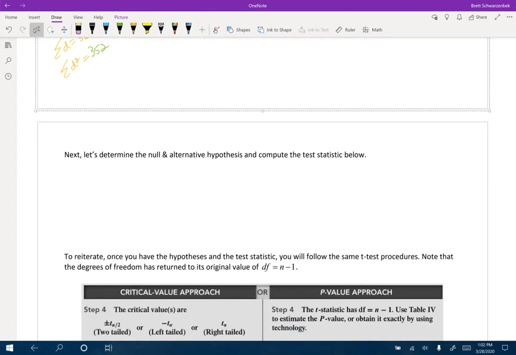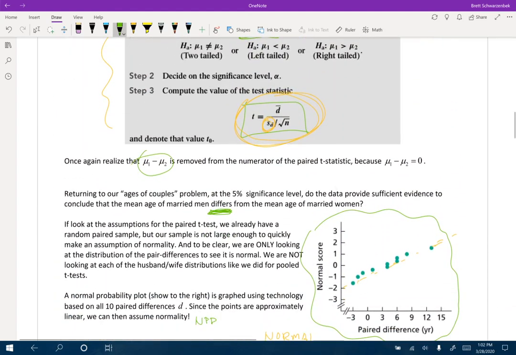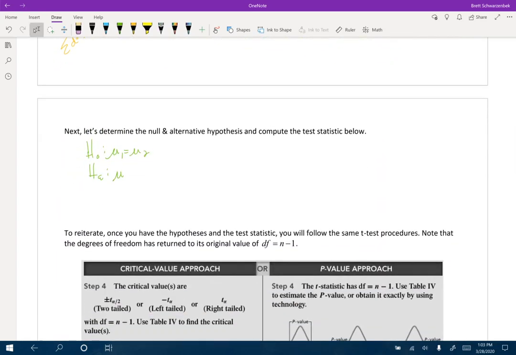So as stated, our null is always going to be a statement of equality and will always be the same. Mu1 is equal to mu2. And the alternative, we talked about how the word "differs" was the key word right here in our statement. So that means we are going to be doing a two-tailed test for our hypothesis test.